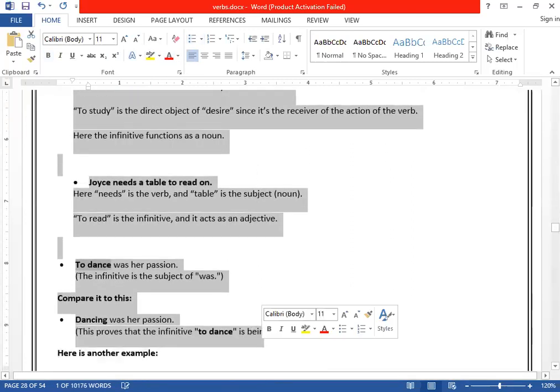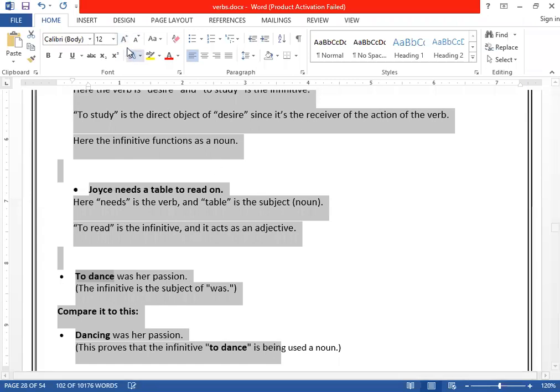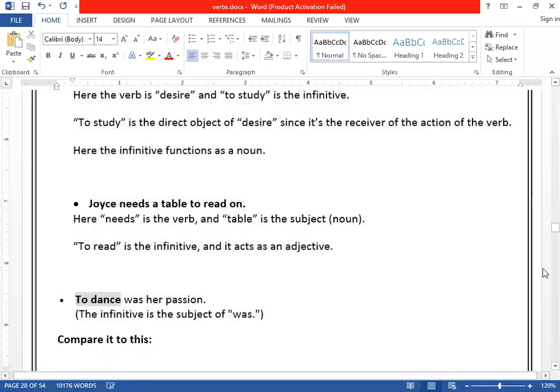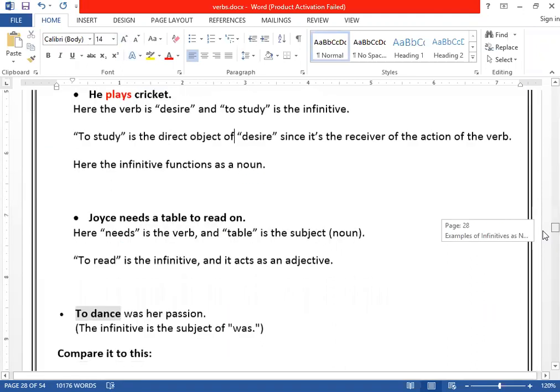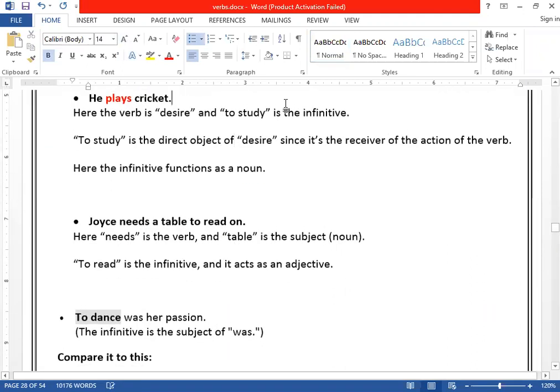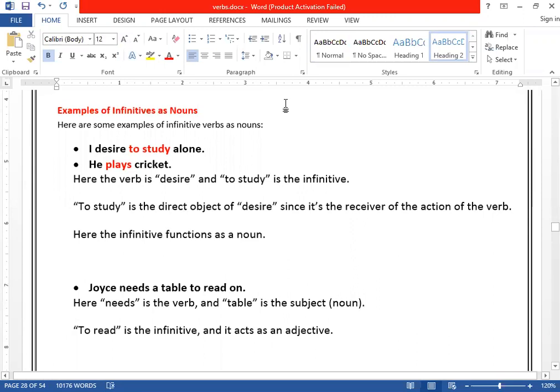So now what is cricket here? Cricket is an object. An object will always be what? It will be a noun. We have already studied that an object will always be a noun, or a pronoun, or something that functions as a noun.